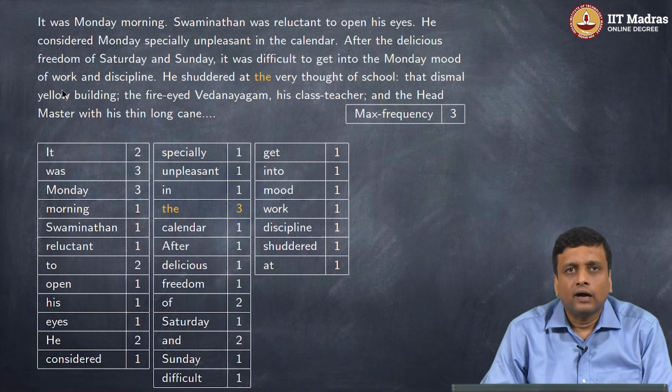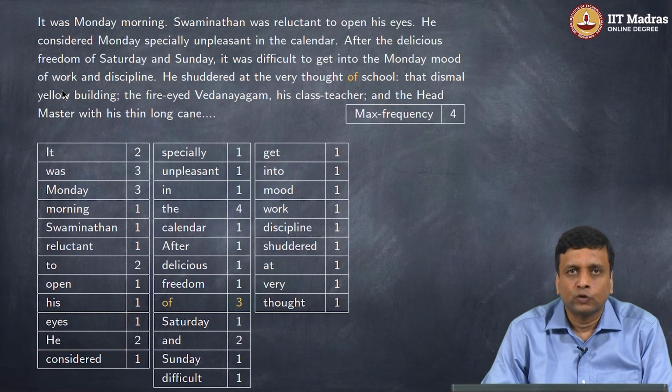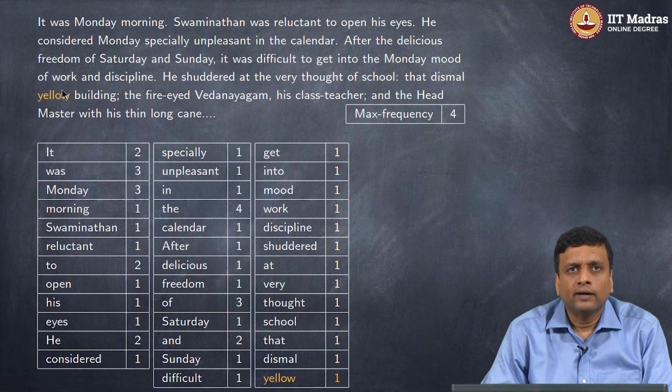Now, the appears for the 4th time. So, we increment the count of the to 4, and this now is bigger than the maximum frequency. So, the maximum frequency goes from 3 to 4. Very is 1, thought is 1, of is 3, but 3 is less than the maximum frequency 4. So, no change. School is 1, that is 1, dismal is 1, yellow is 1, building is 1.